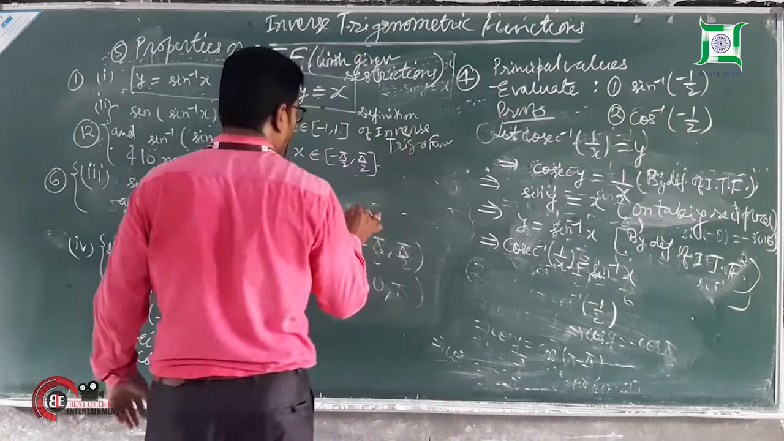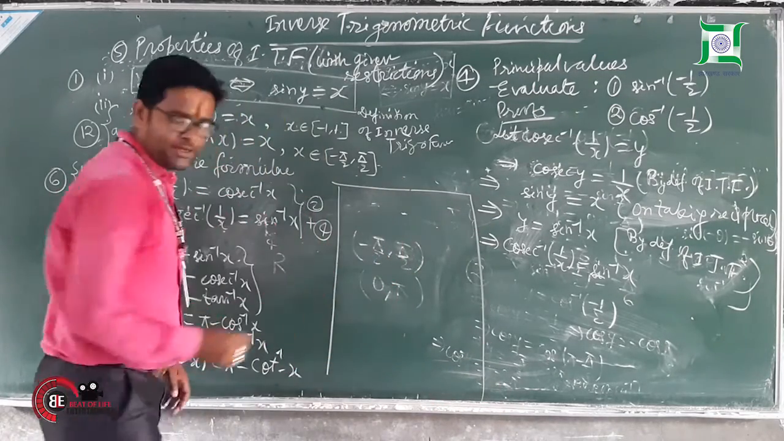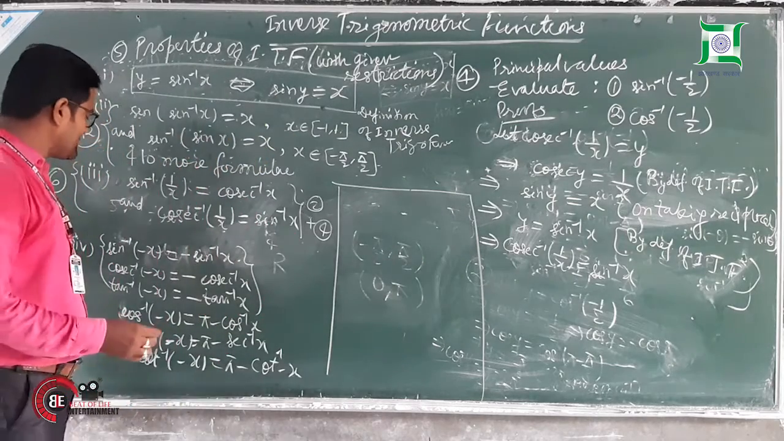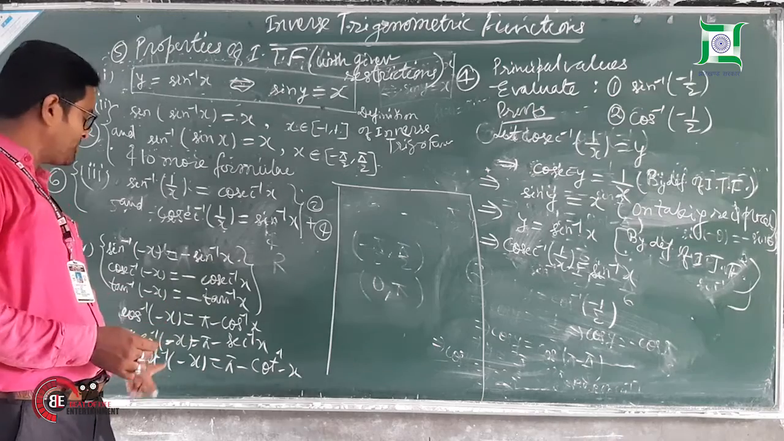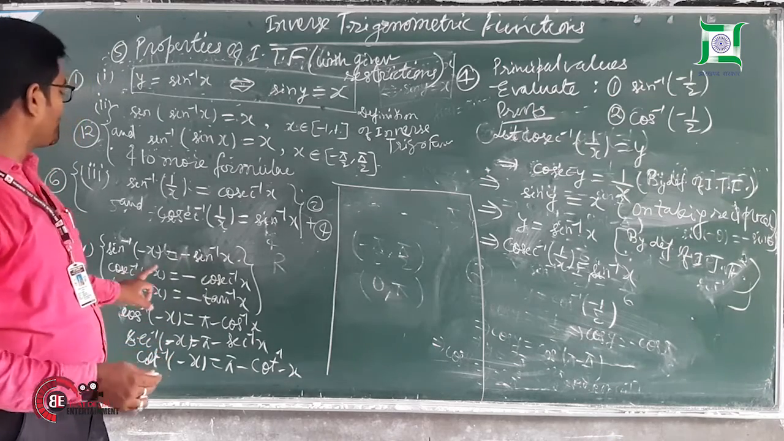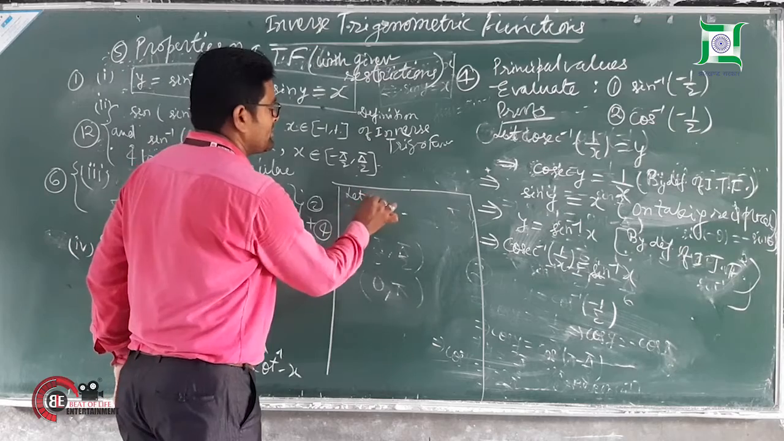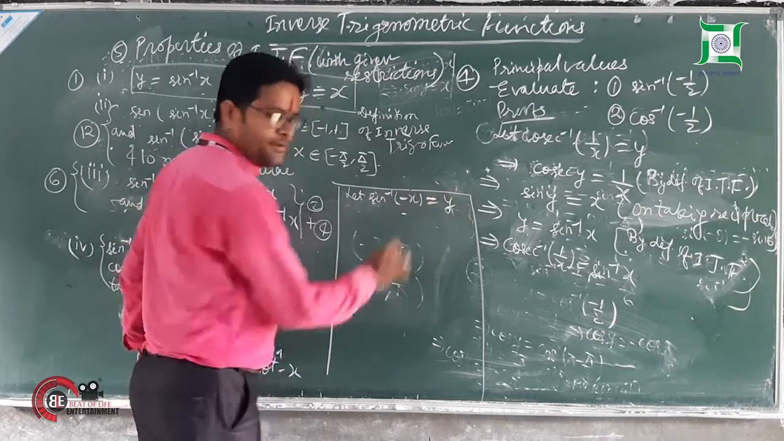Let us see the proof of them. Here I will show you the proof. See everyone. Now, in this, let us prove either of the three. I am proving one. Let us prove here sine inverse minus x. So let sine inverse minus x be equal to y.